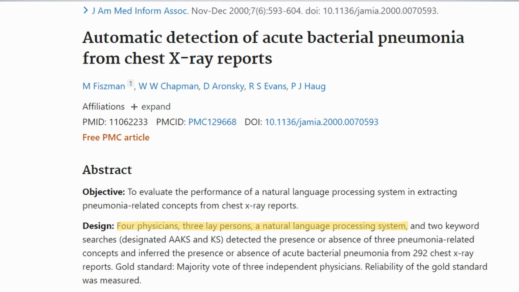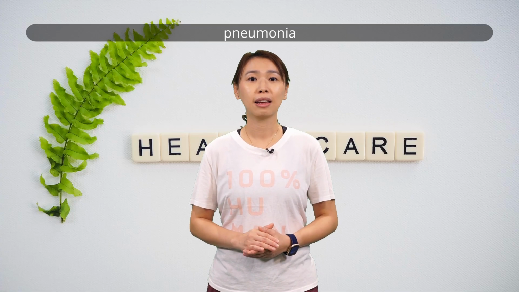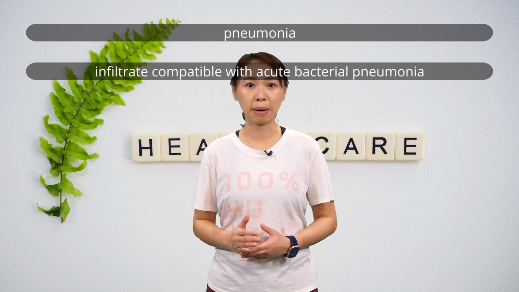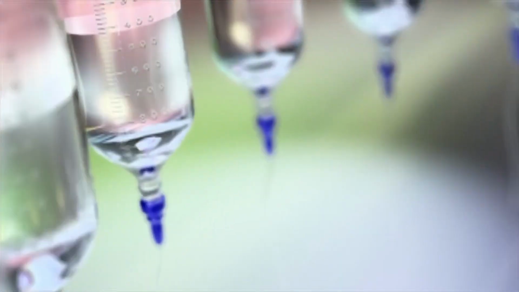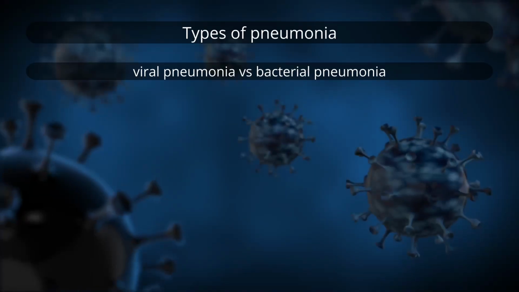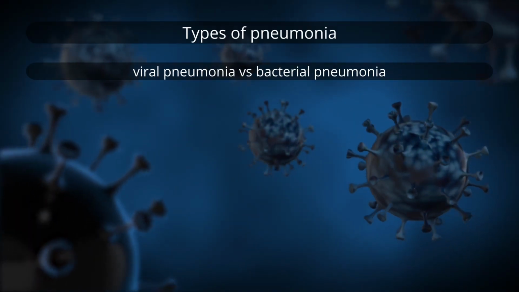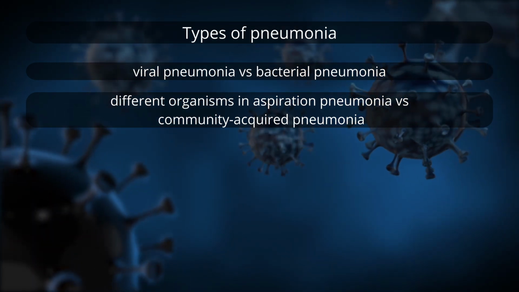A study was done in year 2000 to compare the ability of NLP in detecting pneumonia concepts in radiological reports to keyword search engines, physicians, and lay people. There are 3 main concepts that are tested. They are pneumonia, infiltrate compatible with acute bacterial pneumonia, and aspiration. These key concepts are important for treatment choice as they reflect the types of pneumonia. Viral pneumonia versus bacterial pneumonia, different organisms in aspiration pneumonia versus community-acquired pneumonia.